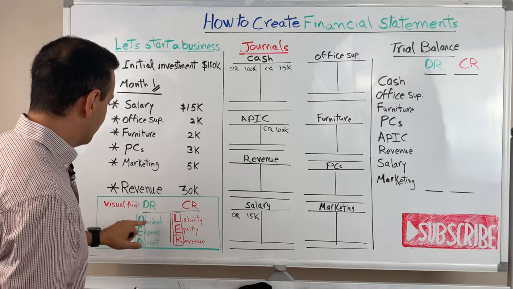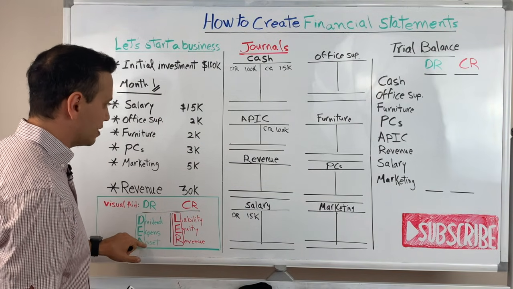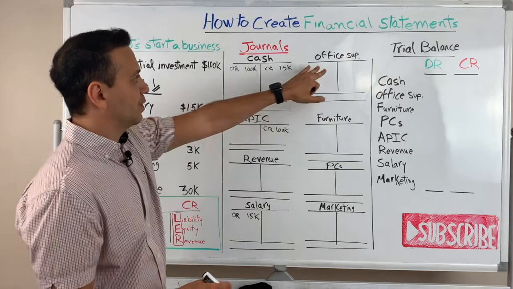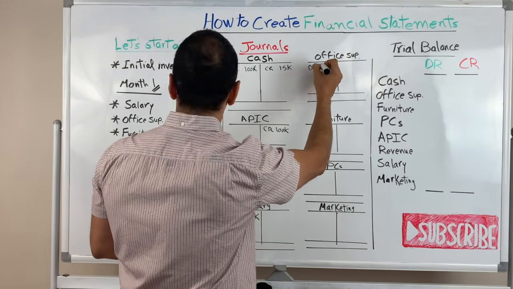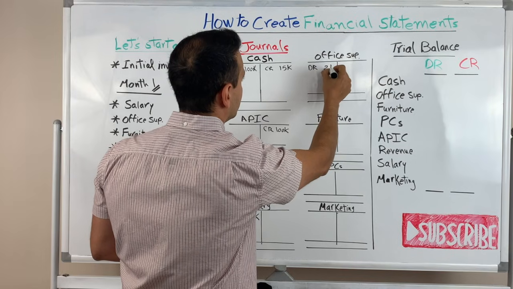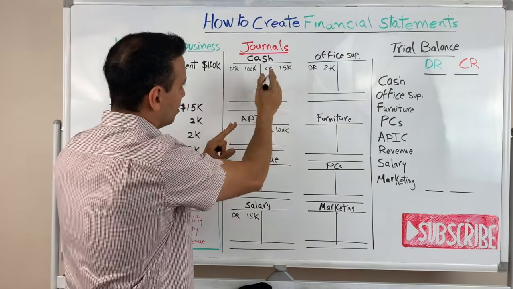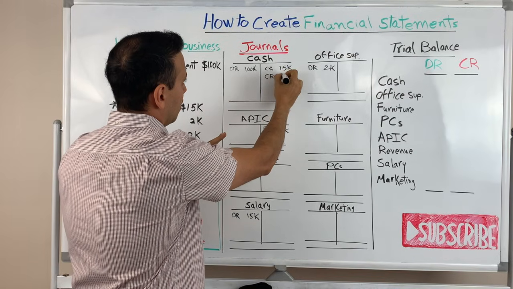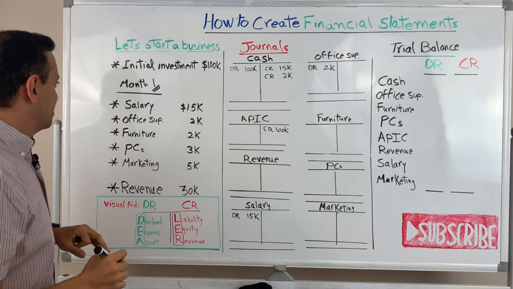And so an asset is here on the model. It will be a debit to increase it. So office supplies, which is right here, will be a debit of $2,000. And again, with cash, because you're spending cash, cash is going out, so it's a credit of $2,000. The next item is going to be furniture.